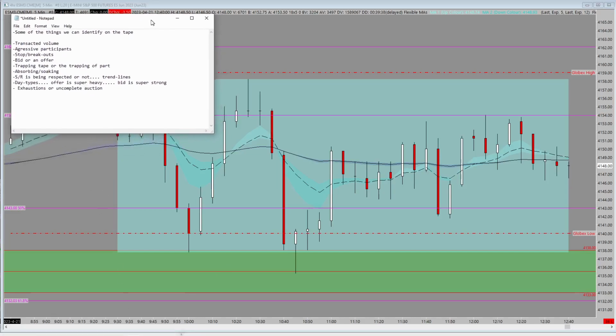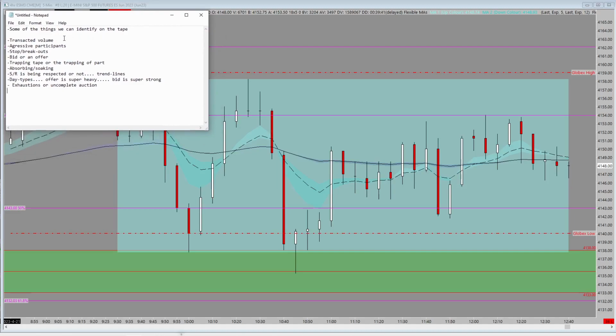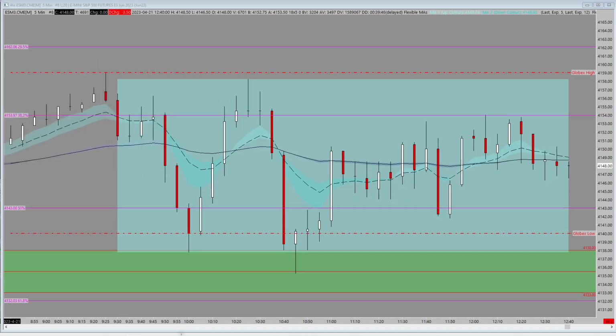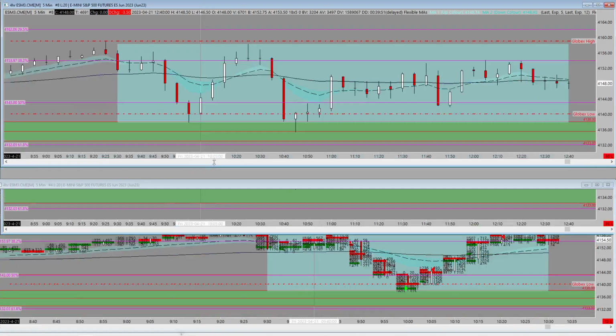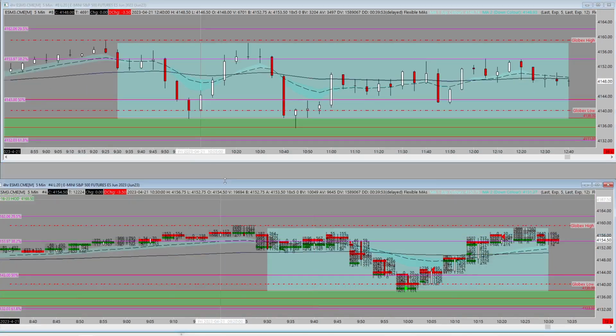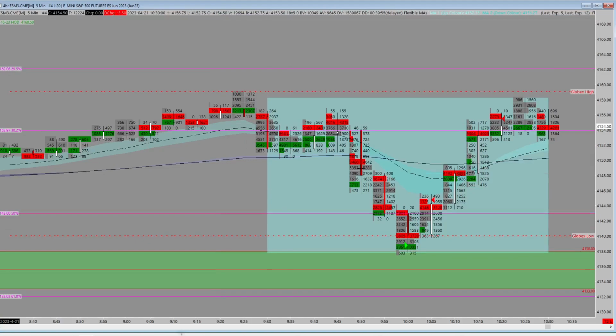So some of the things we could identify and see on the tape. First one is the transacted volume, right? So let's take a look at transacted volume, what this looks like, what the footprint looks like. This is what I call the tape, the footprint charts.